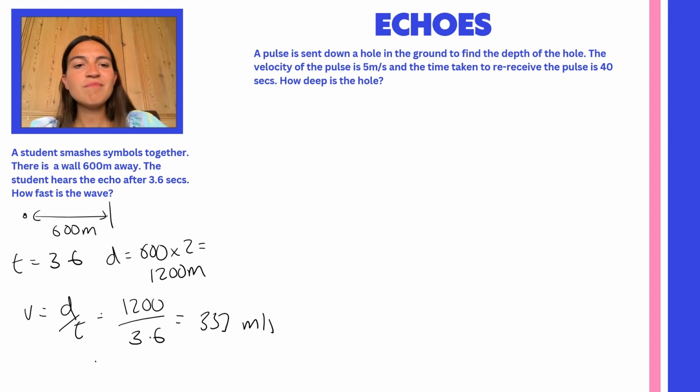Okay, a pulse is sent down a hole in the ground to find the depth of the hole. The velocity of the pulse is 5 meters a second. The time taken to receive the pulse is 40 seconds. How deep is the hole?